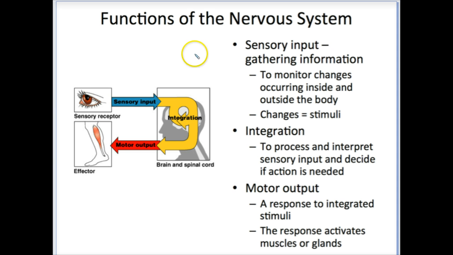So think of it as simply cause and effect. Notice also that our stimuli, our changes, are inside and outside. So we have both internal and external monitoring that takes place. We have to have an interpretation of that information, and then we have to produce a response. The other thing to notice is this word right here, motor. The motor response is almost always a muscle or a gland that produces the response.